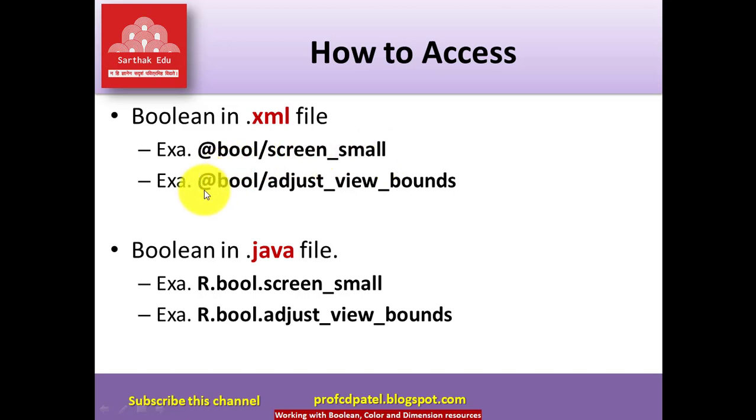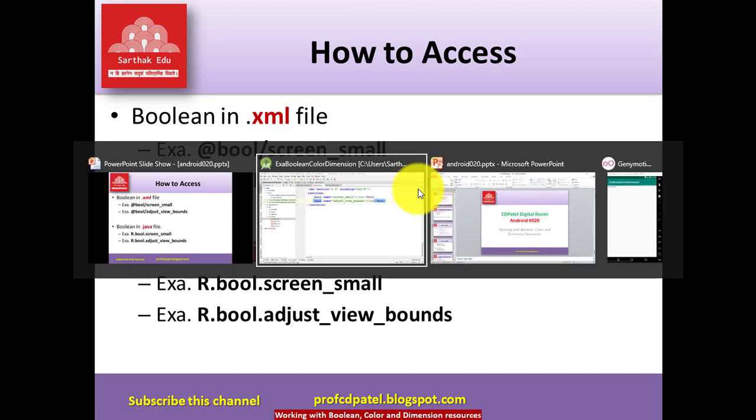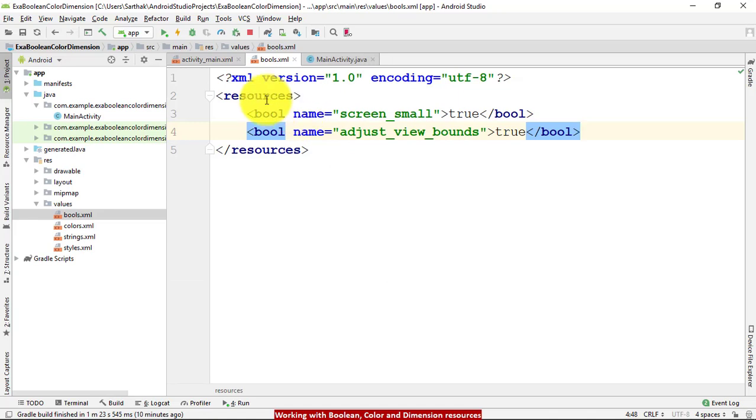Same as if you want to access new Boolean resources, again you have to use @, then the name of the tag, that is bool, and you can access it via the key name. So let's perform how to access XML resources in Android Studio.